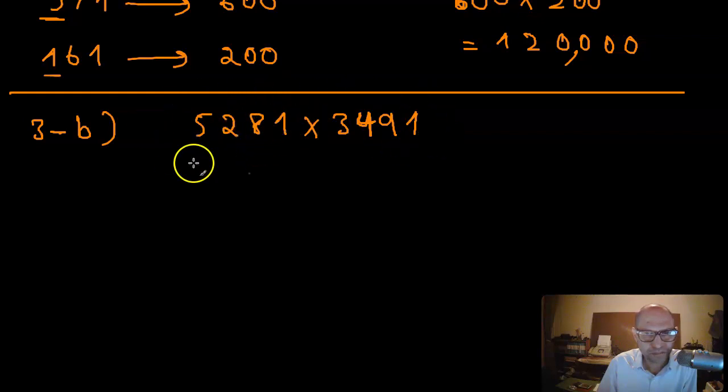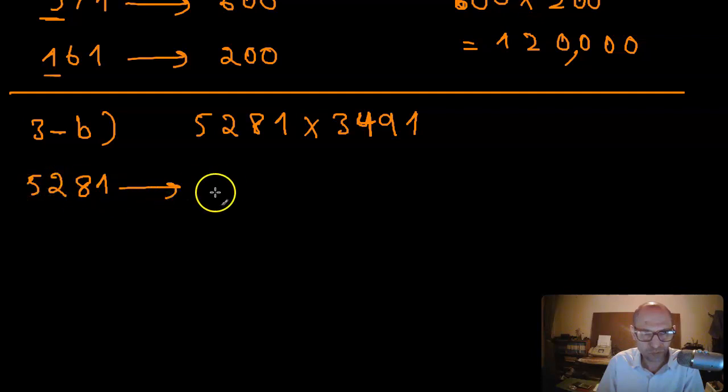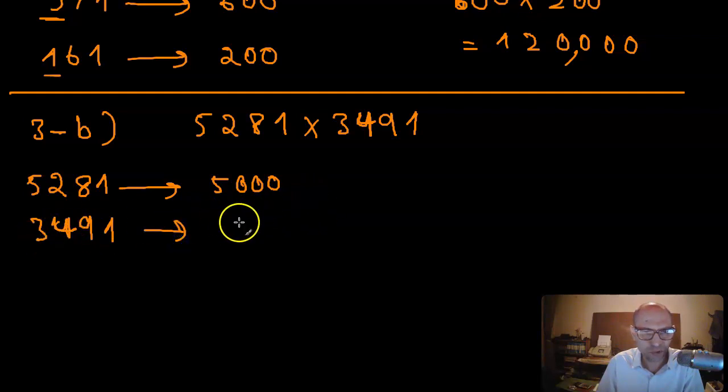but then essentially what you can do is that you can round 5,281, round it to 5,000, and 3,491, you round it to 3,000, right? That's one way to do it.